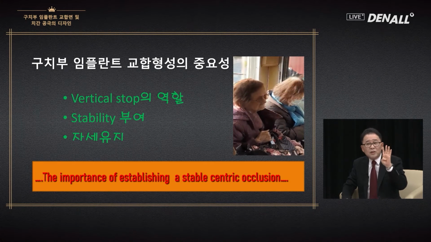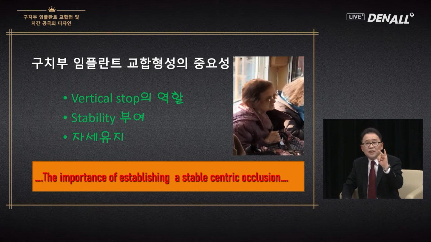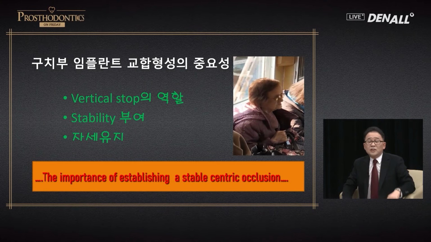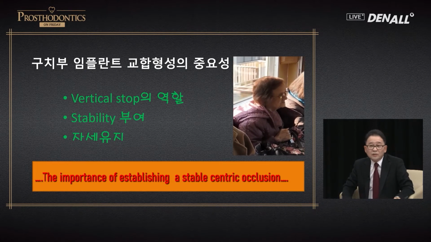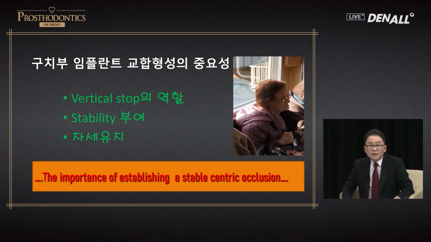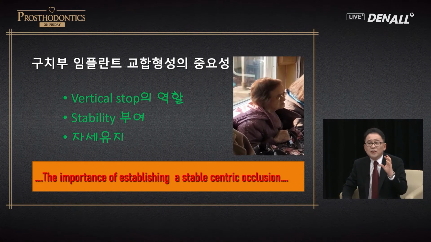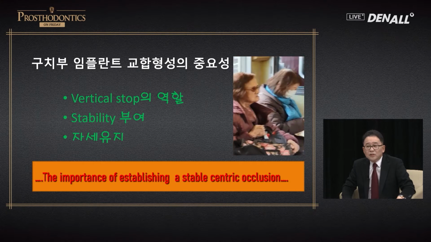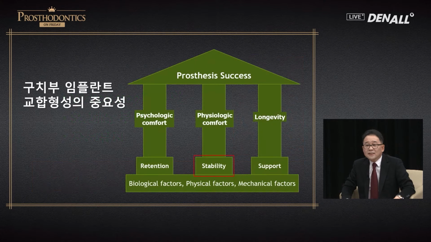Posterior teeth can play the role of a vertical stop, and they provide stability, which is important for posturing. This patient is shaking her mandible continuously, a senior lady. I think she is a complete denture patient. She has had edentulous jaws for a long time. That's why that is happening. Stability. A denture without stability cannot be used.